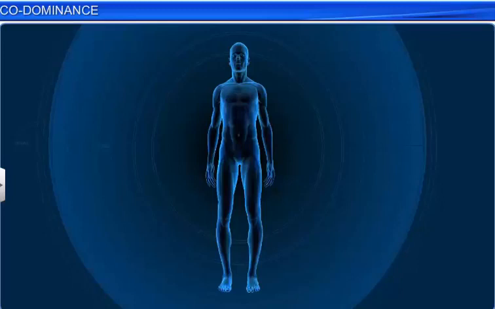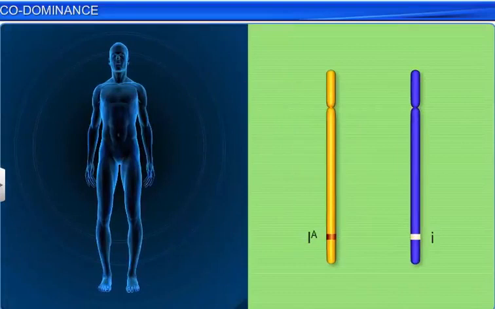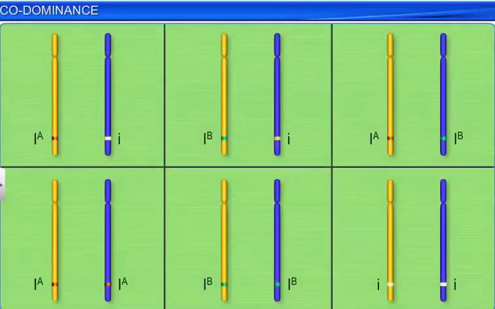Now, human beings are diploid organisms and hence possess only two of the three alleles of the gene I. Consequently, as you can see, there are 6 possible combinations of alleles.